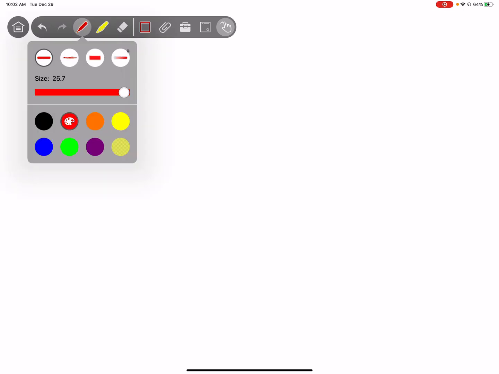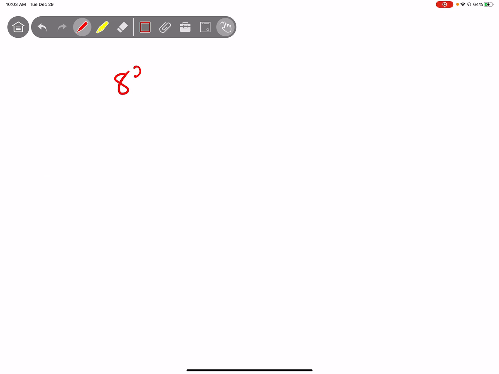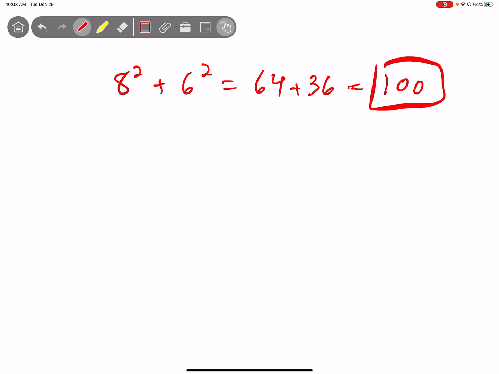So we did 8 times 8, which was 8 squared, and we added that to 6 squared, which gave us 64 plus 36. That told us that the area of square C is 100, whatever my units are, squared.